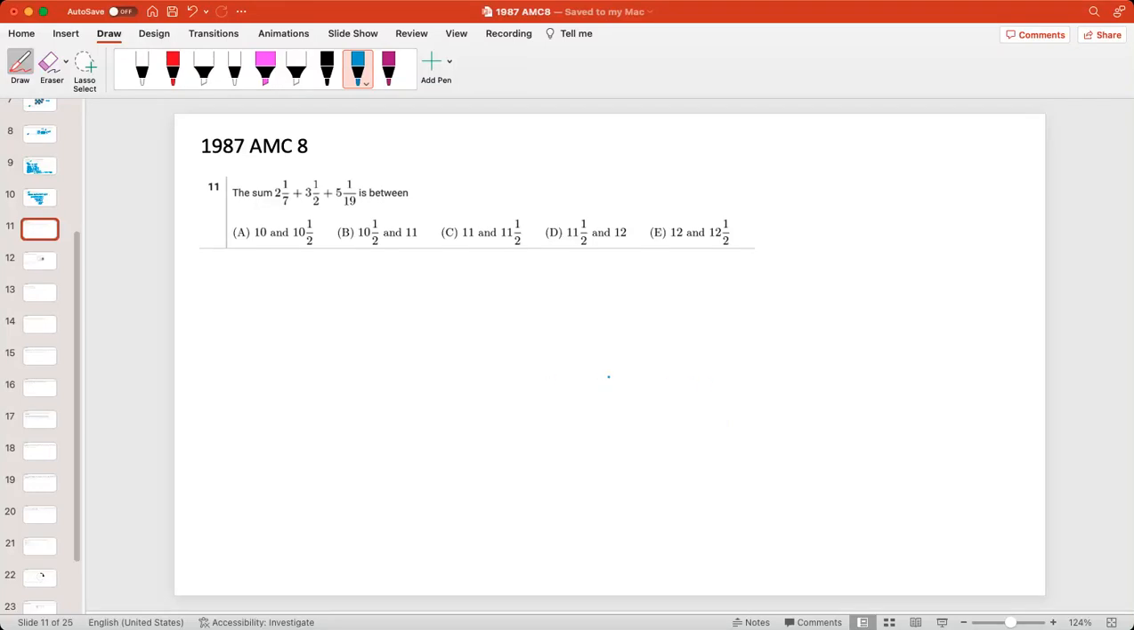Hi everyone, welcome back. We are going to continue to review 1987 AMC8 question number 11. The sum of three mixed fractions is given here and we have to find between what values it lies. So we obviously don't have to make the exact calculation.